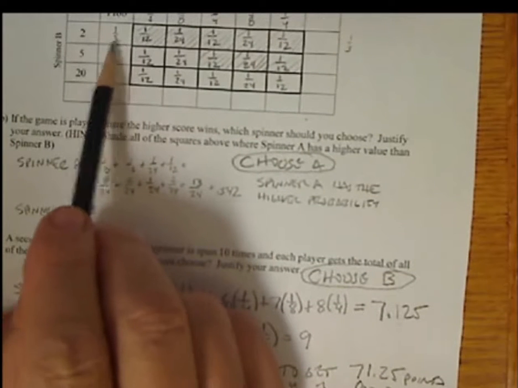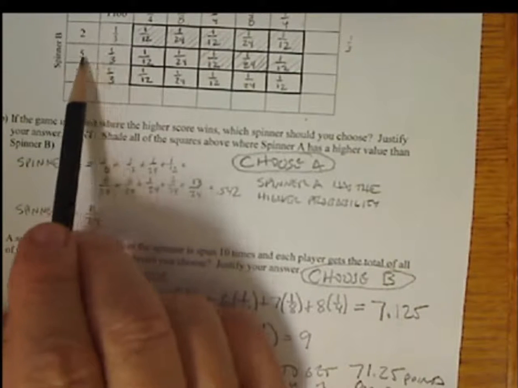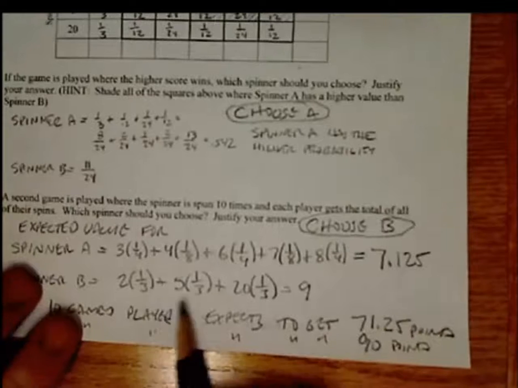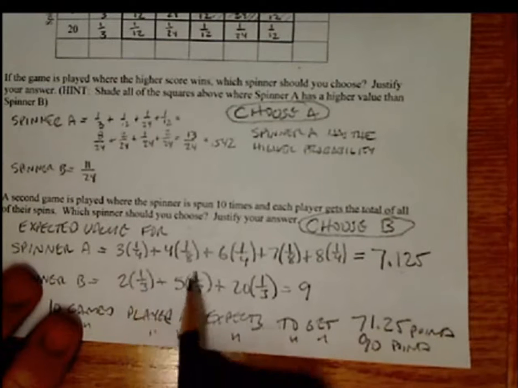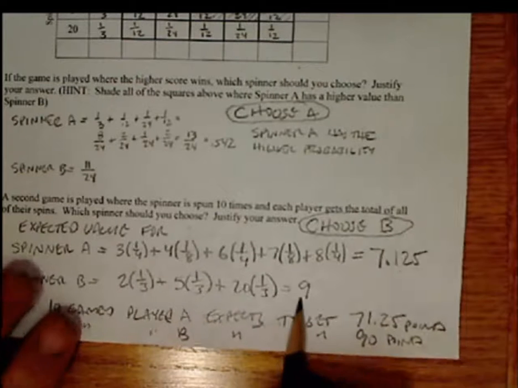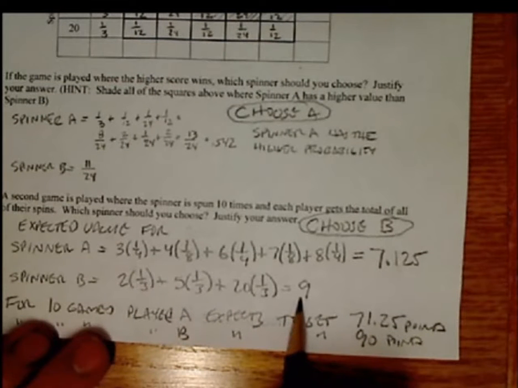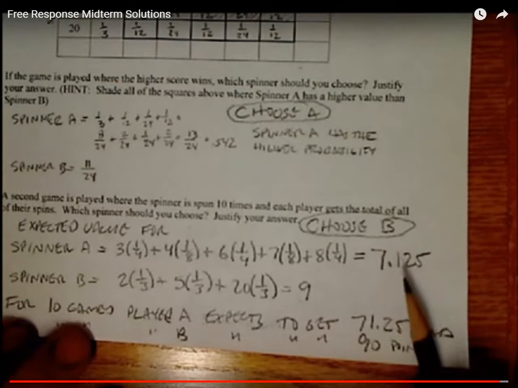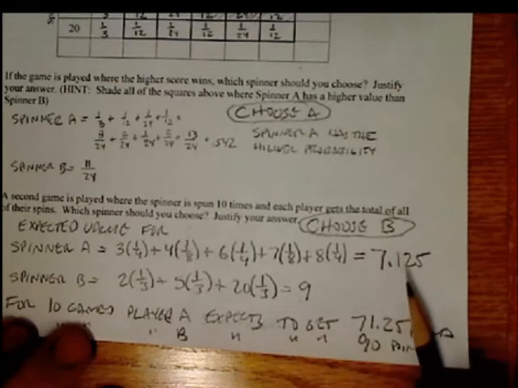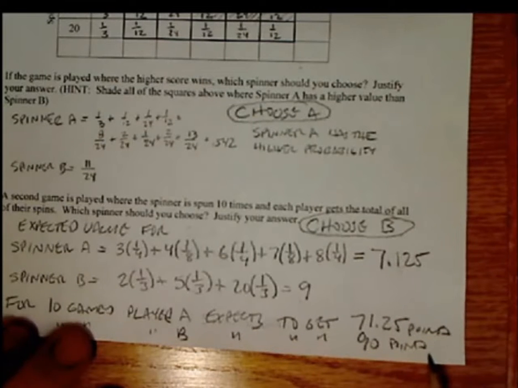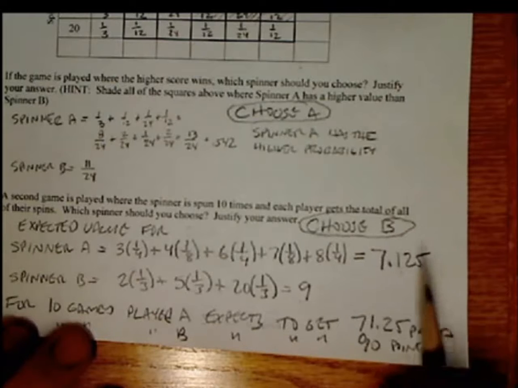For spinner B, they're all 1/3. So I get 2 times 1/3, 5 times 1/3, 20 times 1/3. If you calculate this out, I get 2/3 plus 5/3 plus 20/3. That's 27/3. That equals 9. So I already know spinner B is the one I should choose because it has a higher expected value. But if I played 10 games, I would expect 71.25 points for spinner A and 90 points for spinner B. So spinner B had the higher total. I would choose spinner B.